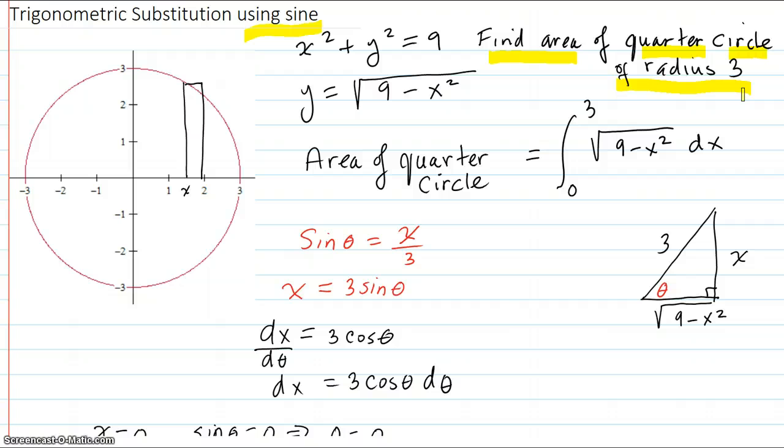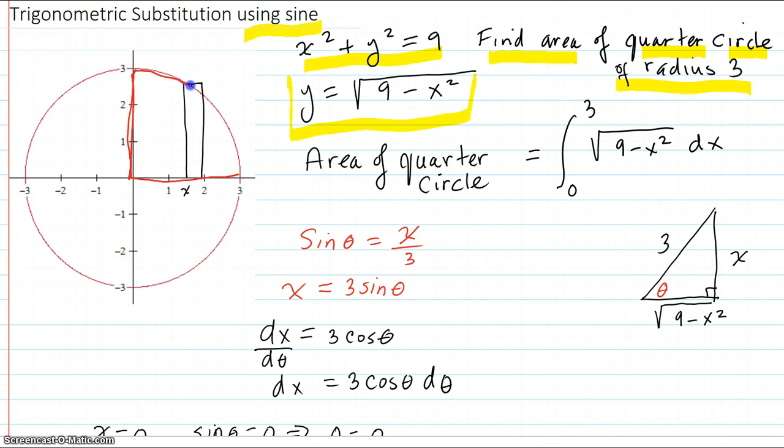So what you do is you can solve this equation for y and get this one. Okay, and the area you're finding is this area right here, this quarter circle right there. Okay, so all that in there.